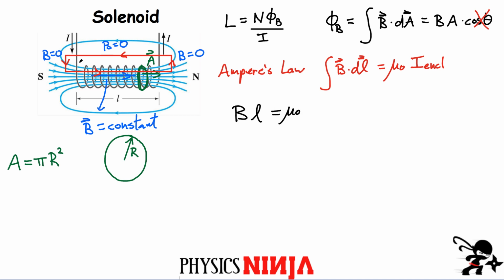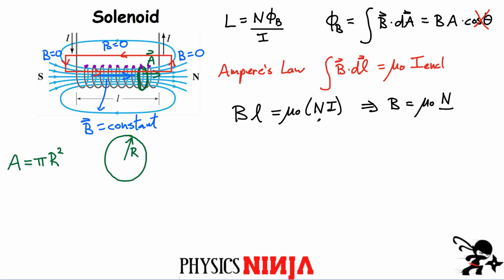Now, how much current is actually enclosed by this Amperian loop? I have a solenoid here that has n turns, and I'm including all of those turns inside this loop. So that means that the total current here has to be n times the current through each one. All you have to do now is rearrange the equation, and I have that the magnetic field inside the solenoid is mu0 multiplied by n.